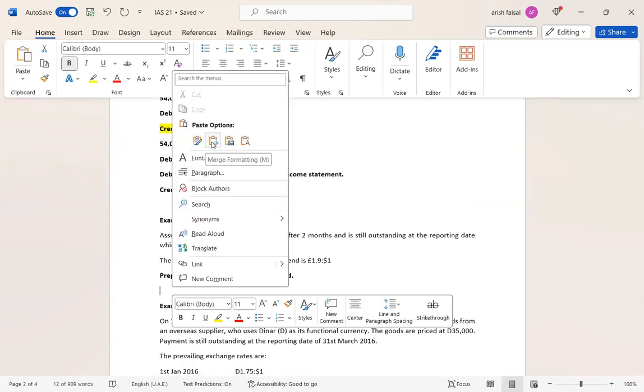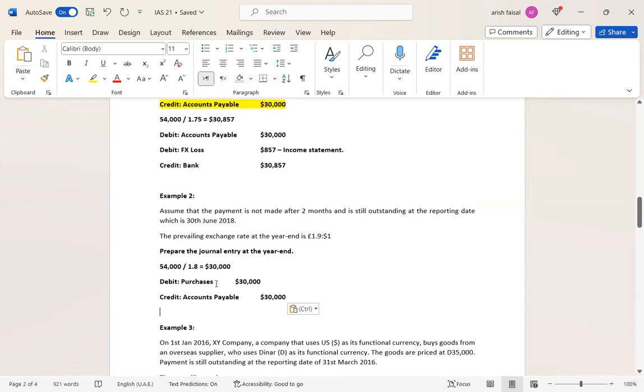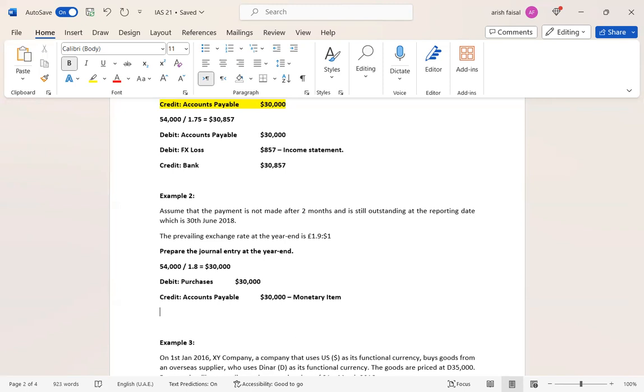Okay. So that's your initial. Now purchases is basically your inventory. So this rule doesn't apply on the inventory, okay? But on accounts payable, because this item is considered to be a monetary item, and as it is unsettled at the year end, I mean still the balance of liability accounts payable of 30,000 is still remaining in the accounts. So I need to retranslate this at the closing year exchange rate, which in this case is 1.9.